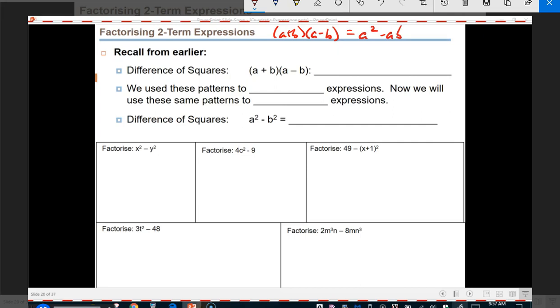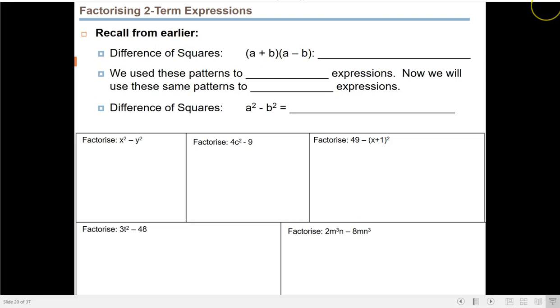Positive b times positive a is positive ab. Positive b times negative b is negative b squared. So those cancel, and we're left with a squared minus b squared. Okay? So if I have a plus b times a minus b, and I expand, I'm left with a squared minus b squared. So remember, expanding is going one way, factorizing is going back the other way.